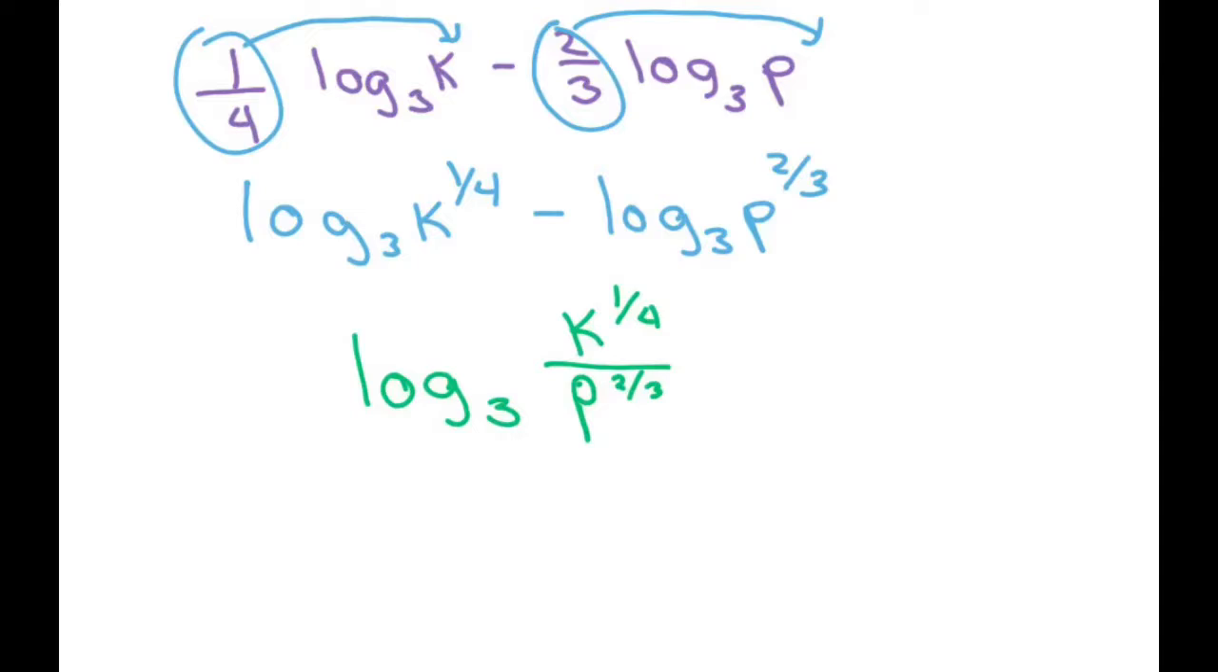Now, if you want, you can write those as radicals. So that would be the 4th root. I don't know if you want to or not. It doesn't really matter. And this would be cube root of p squared. Alright.